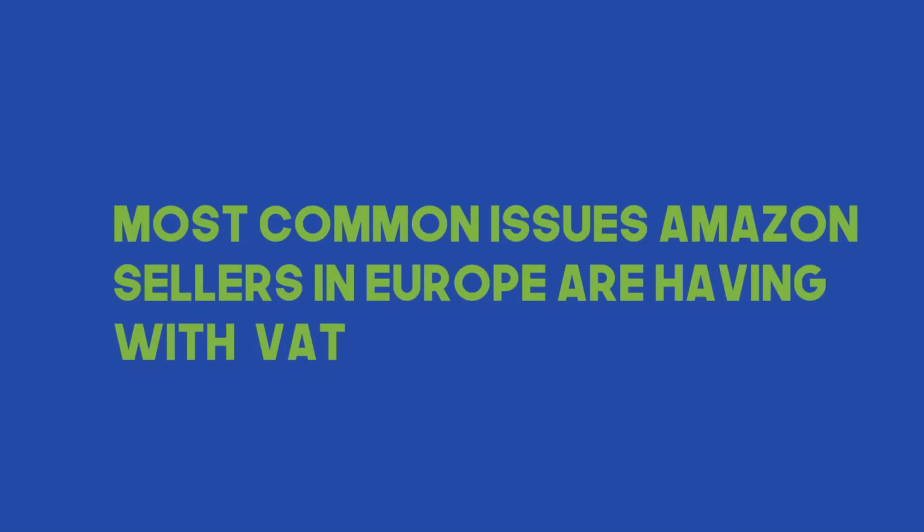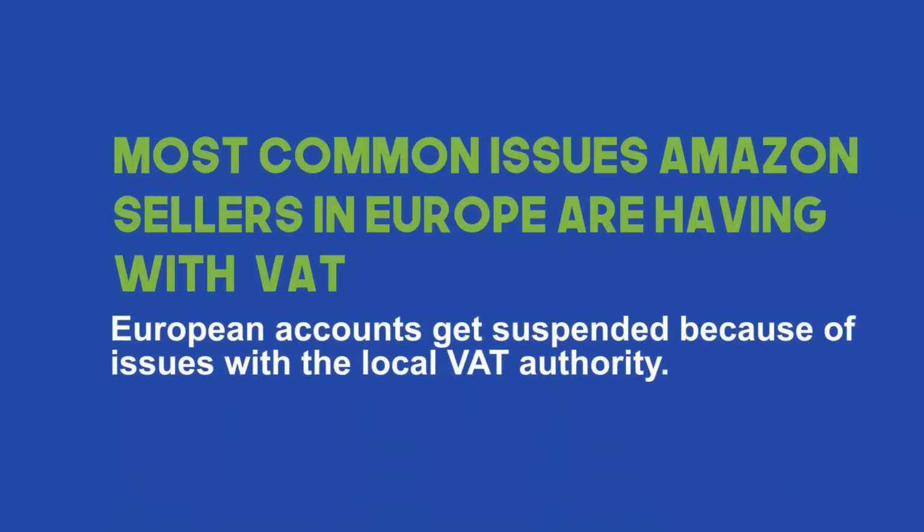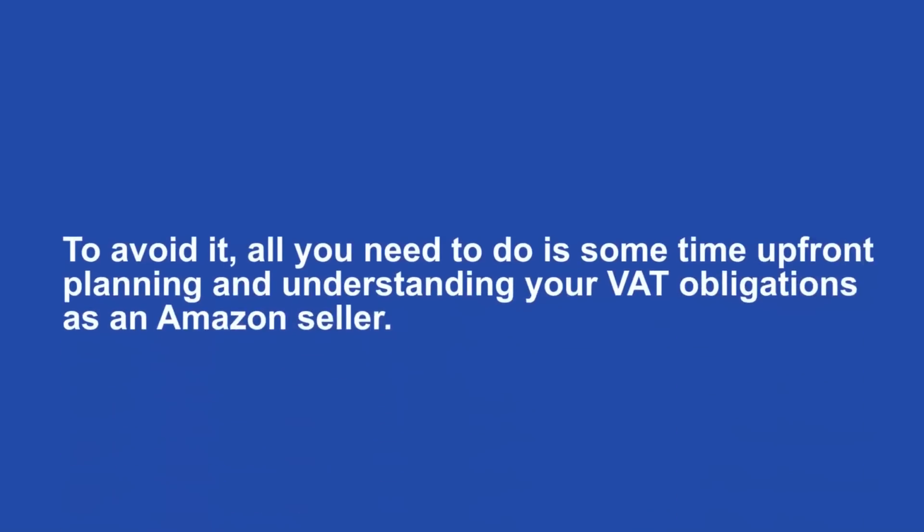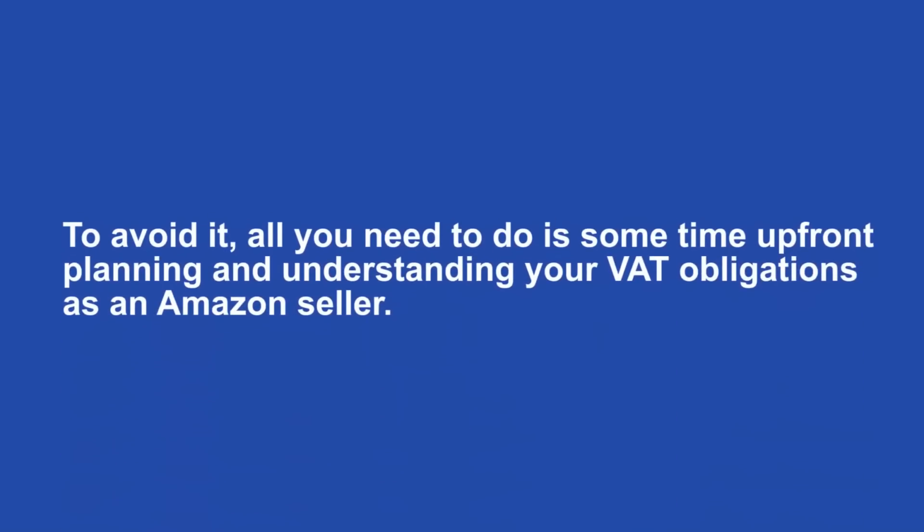The most common issues Amazon sellers in Europe are having with VAT. European accounts get suspended because of issues with the local VAT authority. So it's a very, very important issue that you need to bear in mind. They only give you a few days or a couple of weeks to sort it out, and there are procedures that you can follow in order to keep your account active. To avoid it, all you need to do is some upfront planning and understanding of your VAT obligations as an Amazon seller.